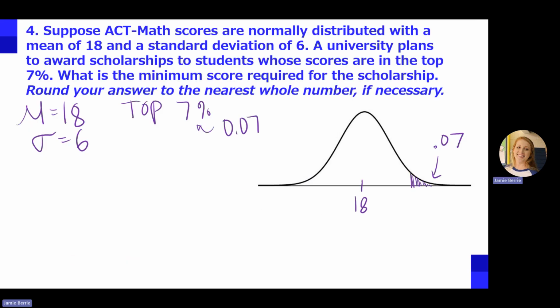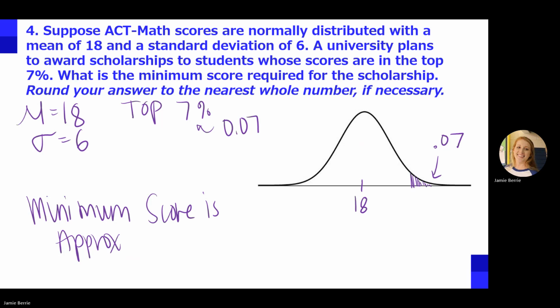All right, so let's write a little sentence. What is the minimum score? So minimum score is approximately 27.